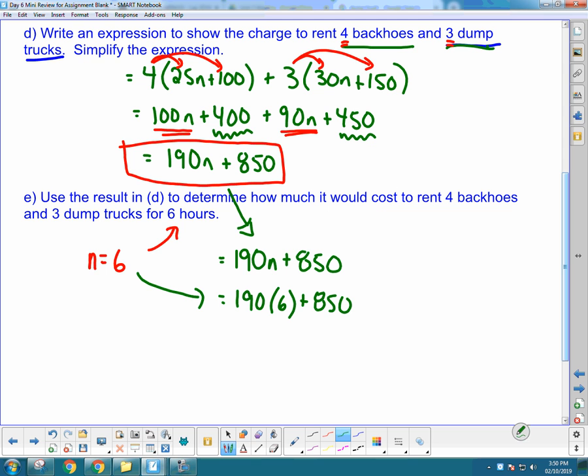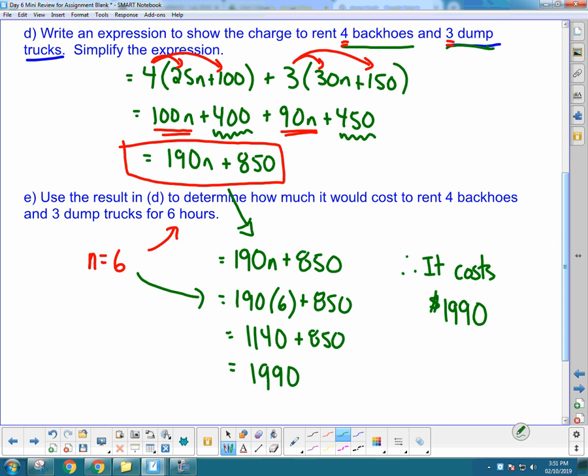BEDMAS tells me to multiply first, so 190 times 6 is 1,140 plus the 850 in flat rate, which gives me a total of 1,990. And since this is a word problem, I'm not just going to go 1,990. I'm going to actually answer the question and say it costs $1,990 to rent 4 backhoes and 3 trucks for 6 hours.